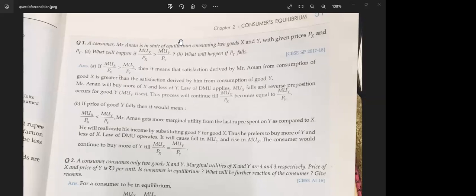Teacher, we have to write this one now? A consumer consumes only two goods, or the three one? Teacher, can you hear me?